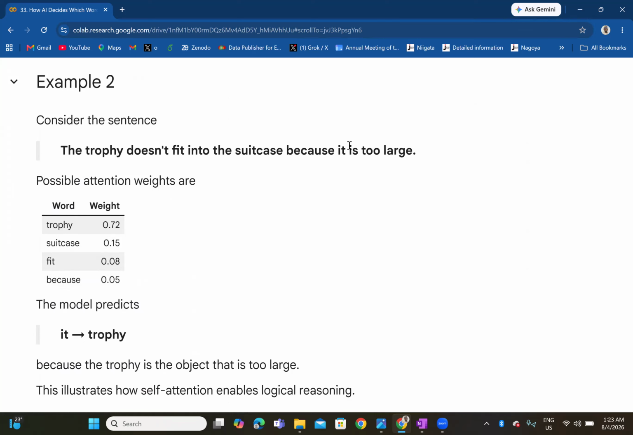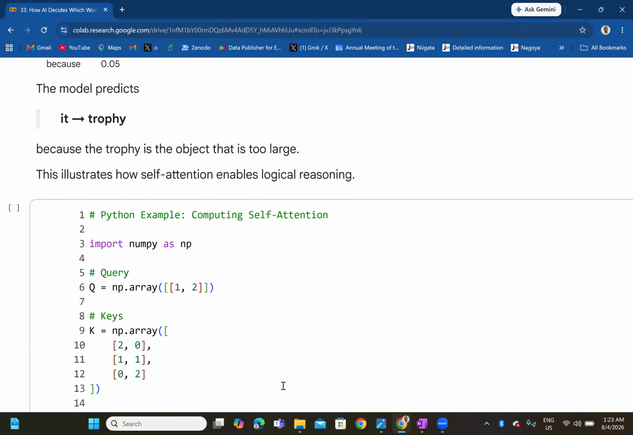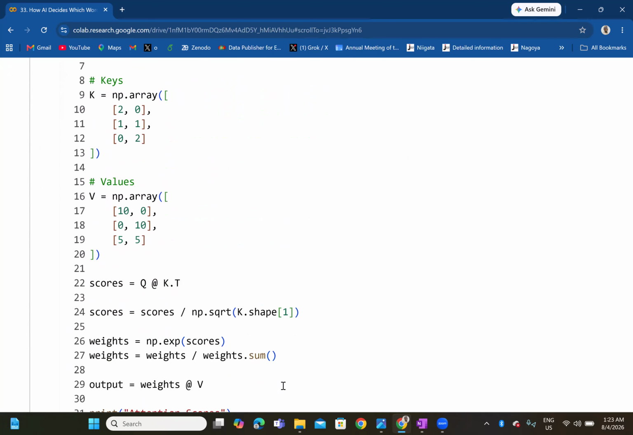And we are looking at the word it. What does it refer to? Is it the trophy that is too large or the suitcase that is too large? From these probabilities, we see that it is the trophy that is too large. So it refers to trophy because the trophy is the object that is too large. So this illustrates how self-attention enables logical reasoning. So we can then do everything we've done so far.